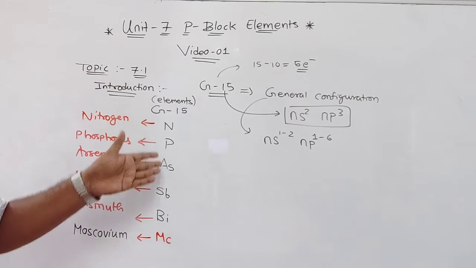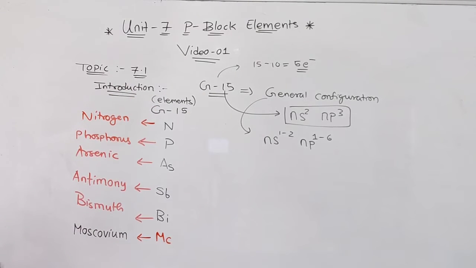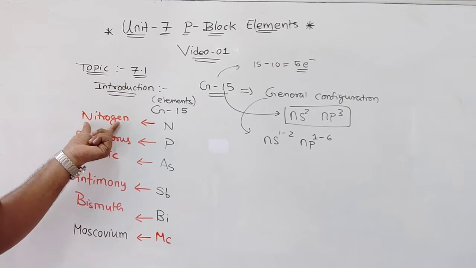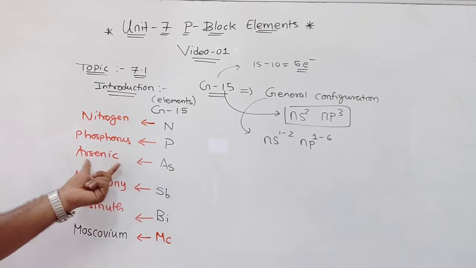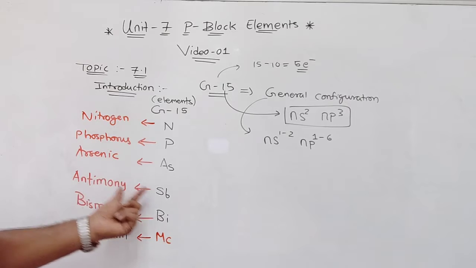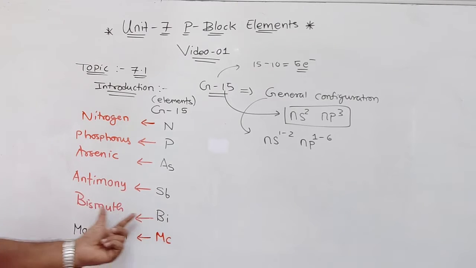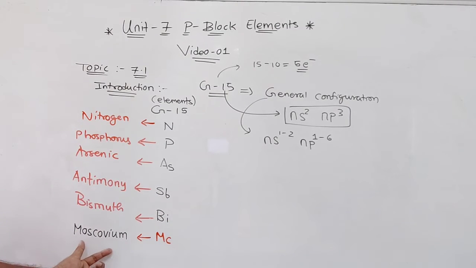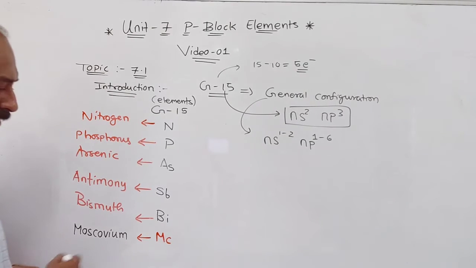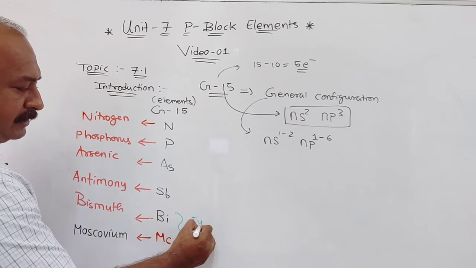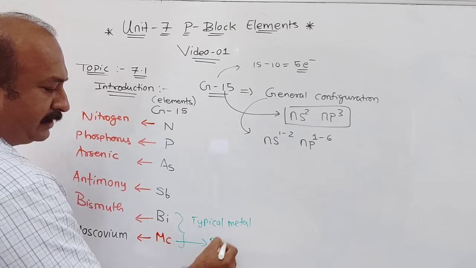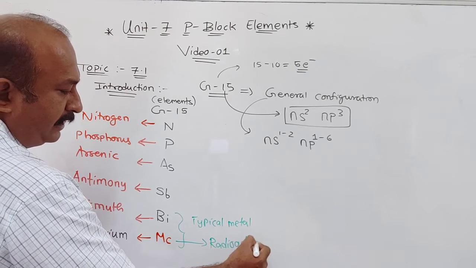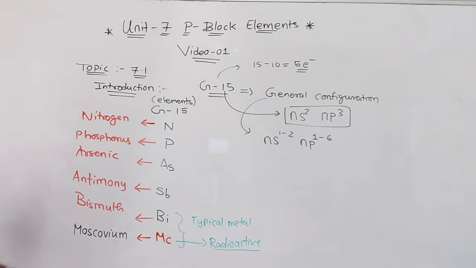That is in a group, when we say from top to bottom, right? So N is the symbol for nitrogen, P is the symbol for phosphorus, As is the symbol for arsenic, Sb is for antimony, Bi is bismuth, and Mc is moscovium. Now this moscovium is a radioactive element, right? These two are typical metals, but this one is a radioactive element. Understood? So we will study this later in this unit.